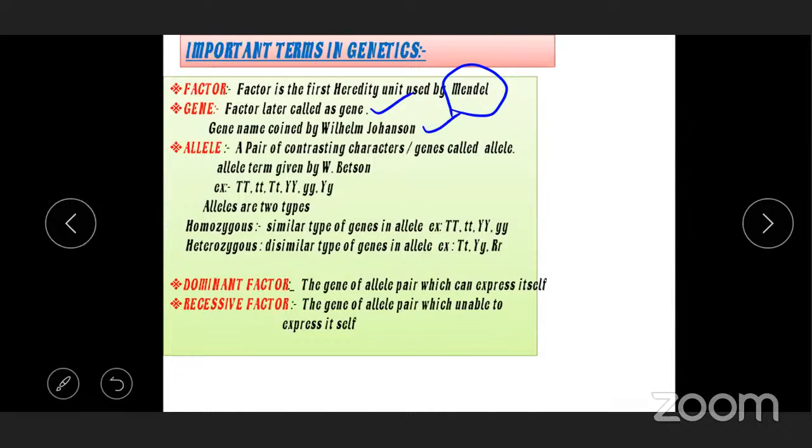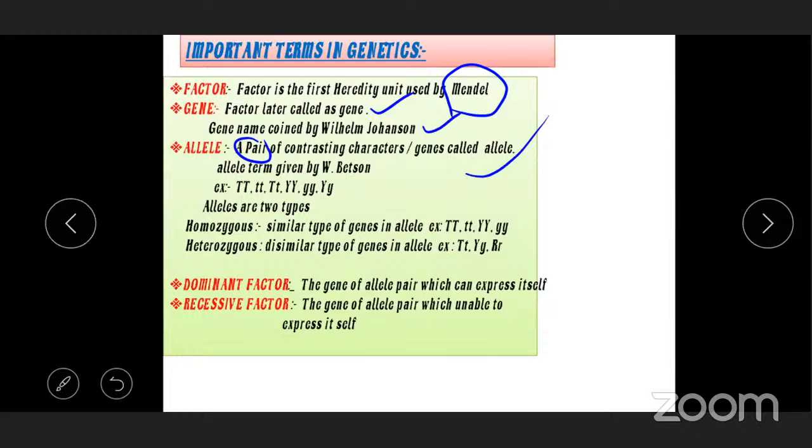The third term is allele, a term commonly seen in the genetics topic. What is an allele? A pair of contrasting genes is called an allele. A pair of genes is called an allele. The allele term was given by Bateson. Who gave the allele term? Bateson gave the allele term. What is an allele? Simple thing: a pair of genes is called an allele.